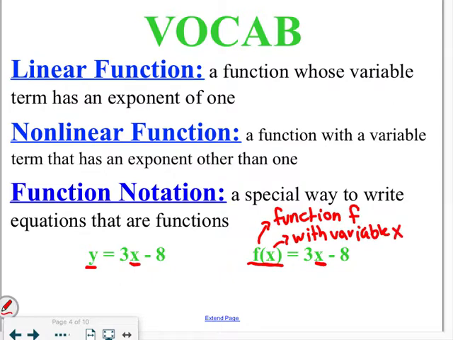So that's saying you have one equation, which we're going to call equation f, and the variable or the independent thing that you are plugging in for is x. You would still plug in for x and get an answer the same way. Instead, the first one would say y is equal to whatever your answer is, and the second one says f of x is equal to whatever your answer is.